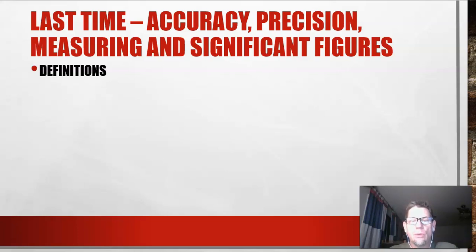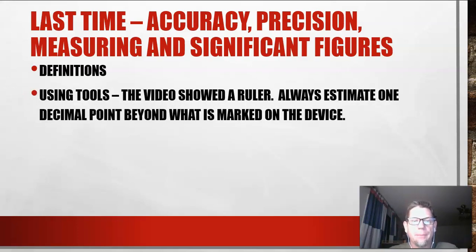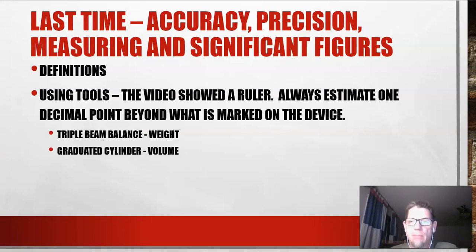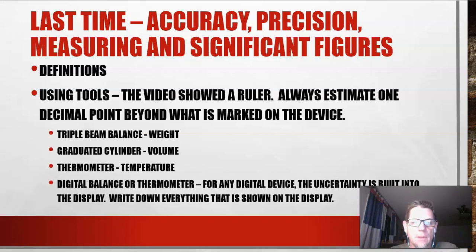The tools that we used were these. We use a triple beam balance for weighing something's mass or its weight. We would use a graduated cylinder to measure volume. Volume is how much space something takes up, usually for a liquid. A thermometer would measure temperature, and there are also a digital balance and a digital thermometer for any digital device.